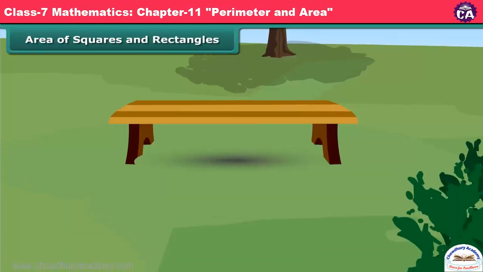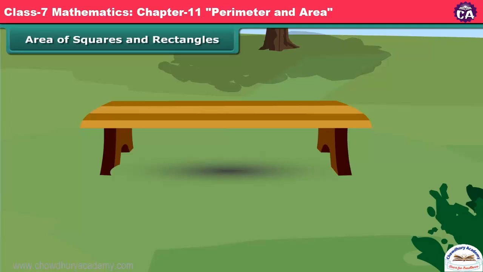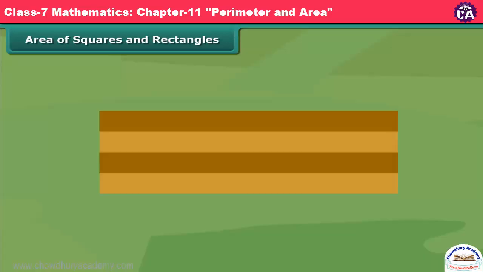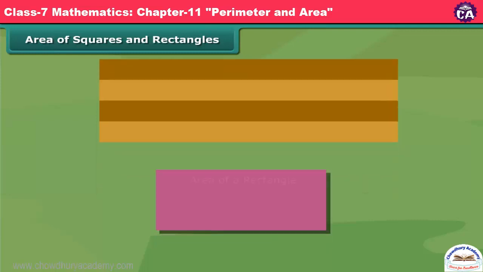You have noticed the shape of the bench in the park. It is in the shape of a rectangle on the sitting top portion. Can you find the area of the top of the bench? Yes, if you have measures of length and breadth of rectangle, we can find the area. The area of a rectangle is the product of its length and breadth.